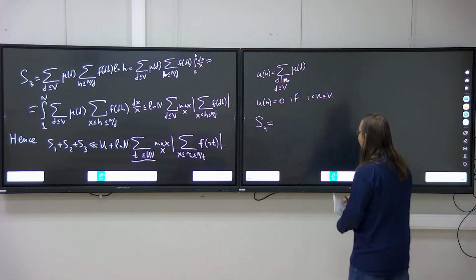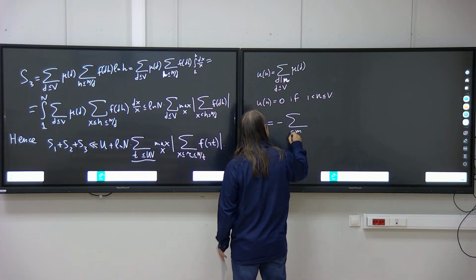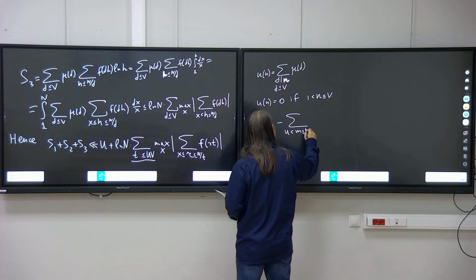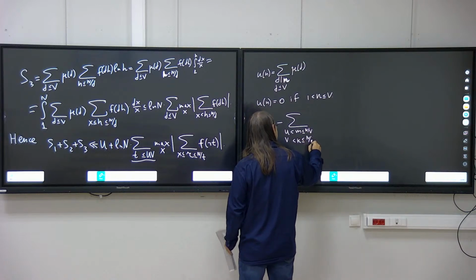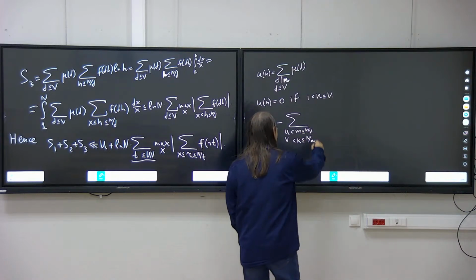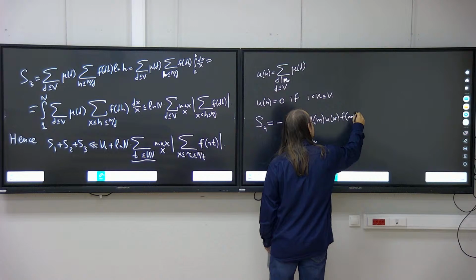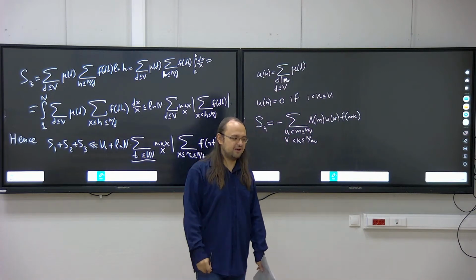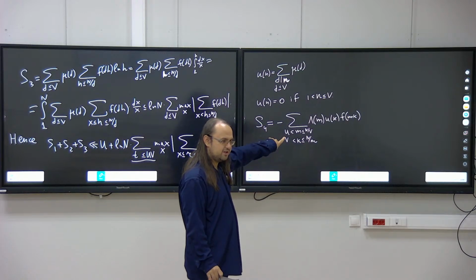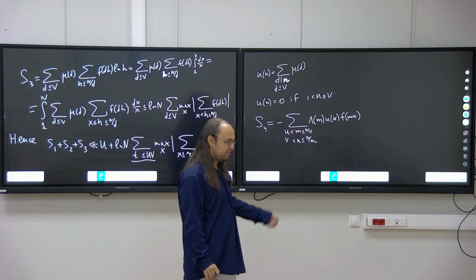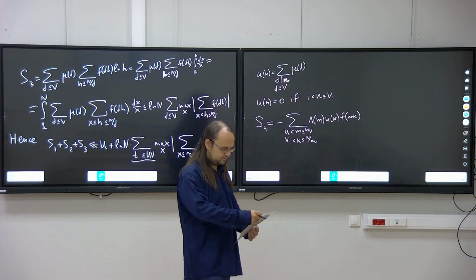So for S4, you get the following formula: the sum over all m greater than u and less than or equal to n over v, and k greater than v and less than or equal to n over m, something like this. Then you get lambda of m, u of k, f of mk. And this is what I meant about the bilinearity. You have two sets of coefficients, lambda and u, and you multiply them by f of mk, and then you need to somehow estimate this combined sum. Okay?